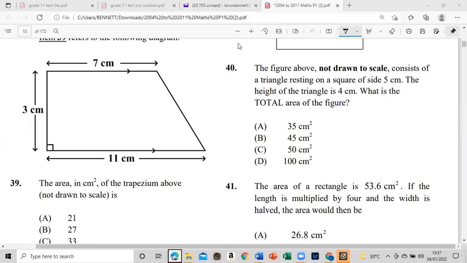Oh, I think there's an error there. I think that's an error, guys. Alright, so the area in centimeters squared of the trapezium is not drawn to scale. Alright, look guys, this is your height. They could have put in a small slant side, but no, they say I'm going to make it a fair exam, right? So calculate with this as A and this side as B.